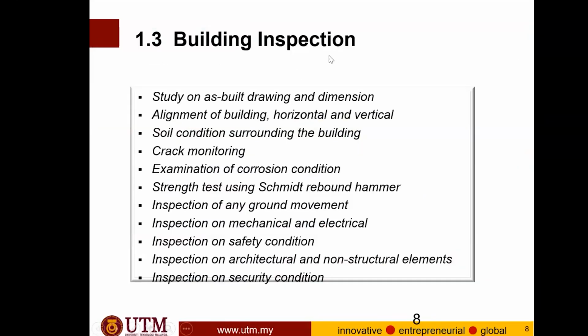Okay, as I mentioned just now, building inspection, study on as-built drawing and dimension. This is the scope of inspection. Before you go to the site, we study on the table first, in the office, about the drawing and also the dimension.